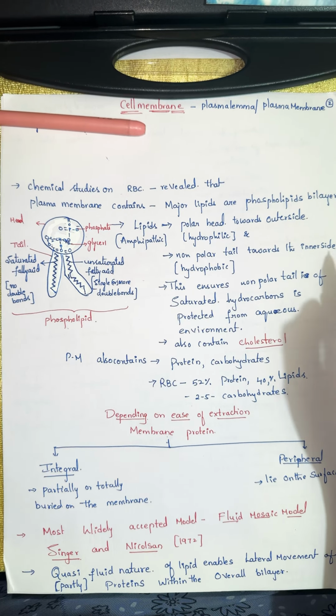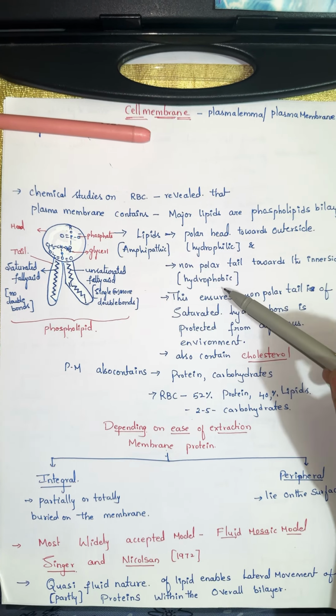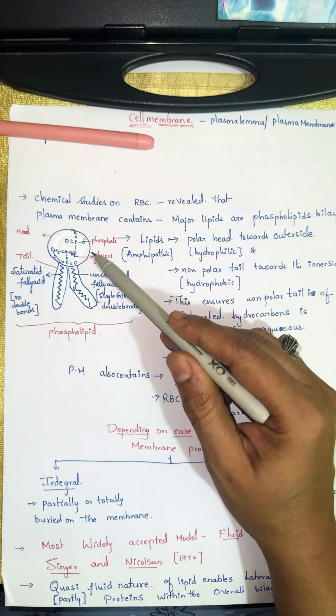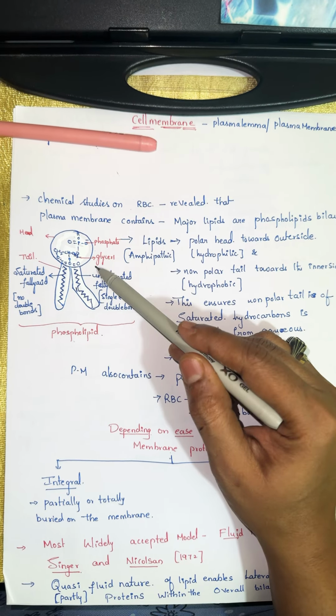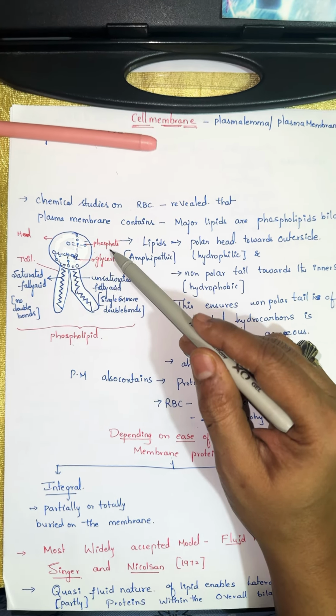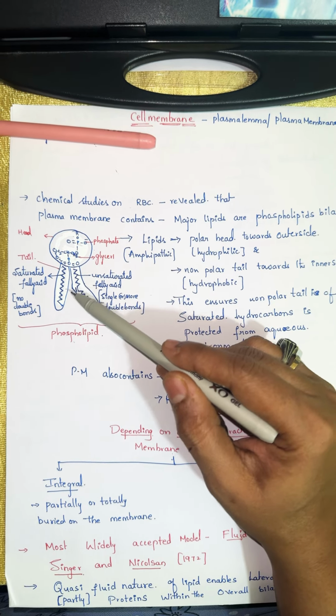head towards the outer side, that is called hydrophilic, and non-polar tail towards the inner side, which we call hydrophobic. Generally this is called polar and this is called non-polar, and here it contains the phosphate as well as glycerol, so we call it a phosphoglyceride also. And they contain saturated as well as unsaturated fatty acids.